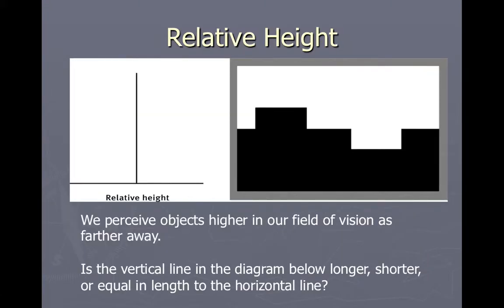Relative height is another monocular cue. Relative height is when we perceive objects higher in our field of vision as further away. So on the left, is the vertical line in the diagram below longer, shorter, or equal in length to the horizontal line? It's kind of a little illusion test for you.